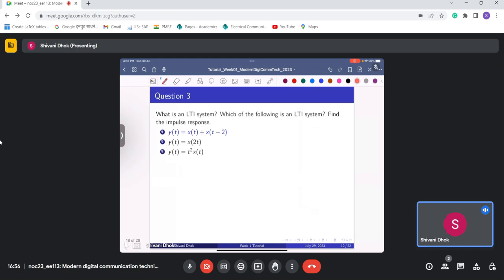Now we need to find the impulse response of this system. What does an impulse response mean? It means that the input x(t) is an impulse, that is delta(t). This means that my impulse response h(t) will be simply delta(t) plus delta(t minus 2). This is a very simple thing. This is a simple impulse response.